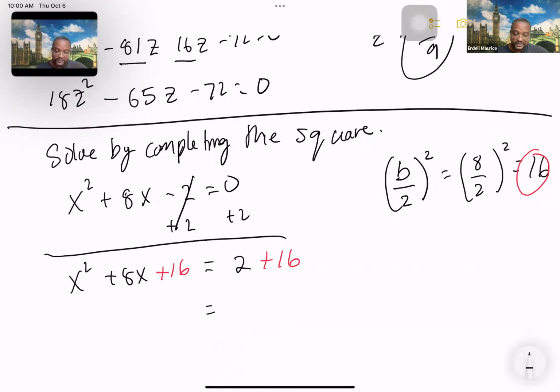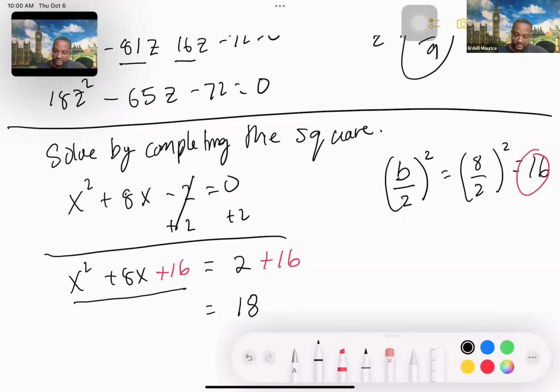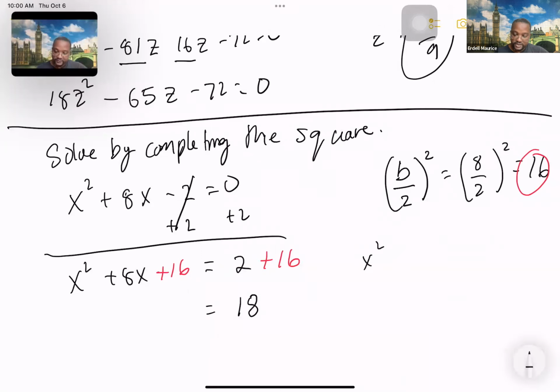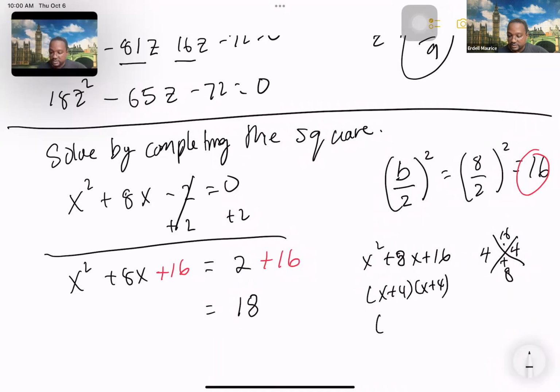We simplify each side. 2 plus 16 is 18. And then we factor this side right here. X squared plus 8x plus 16. I need two numbers that multiply to give me 16 and add to give me 8. The numbers are 4 and 4. And so this is going to be x plus 4 times x plus 4, which is going to be x plus 4 squared.